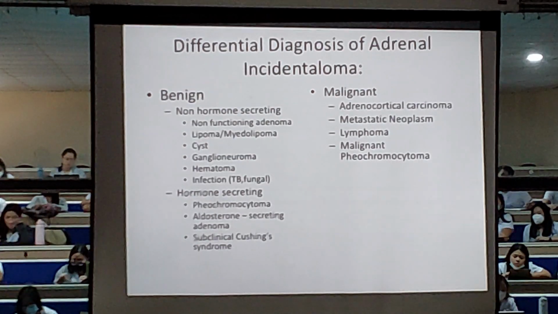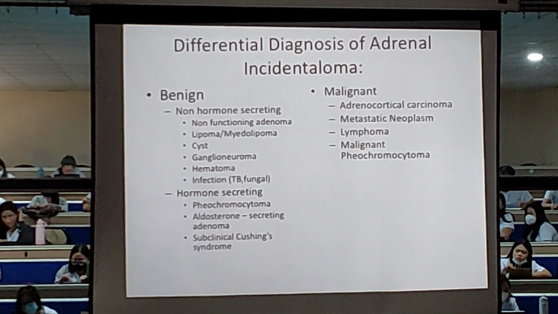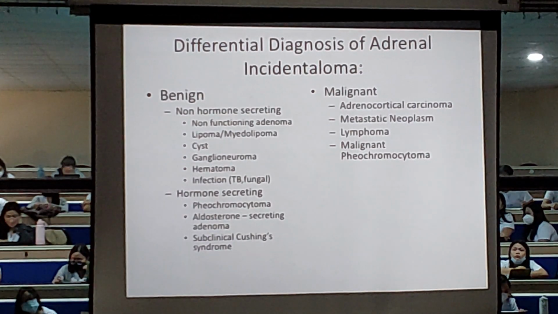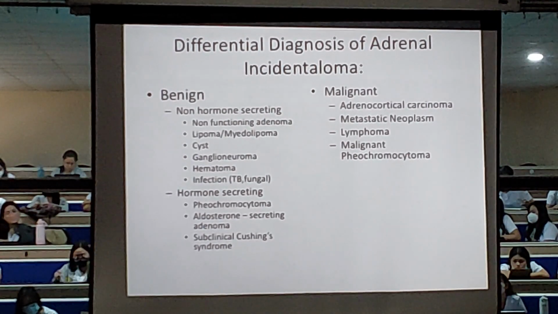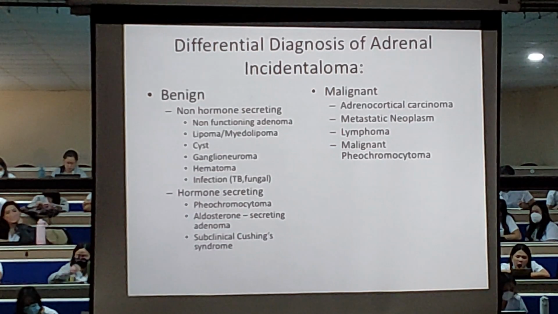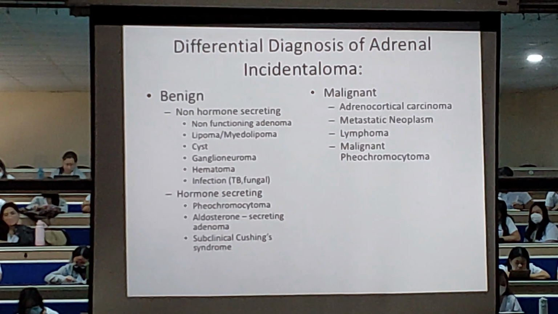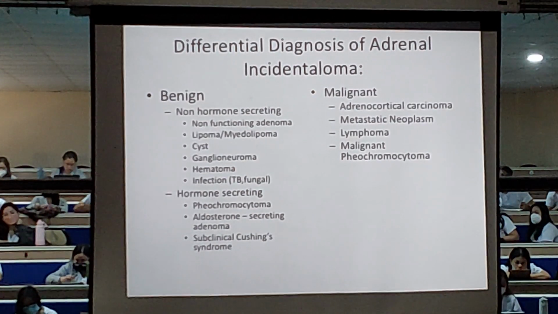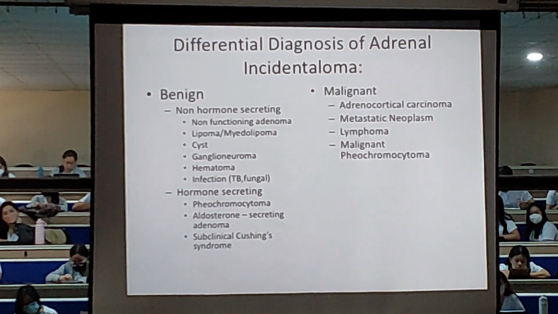So these are the differential diagnoses of adrenal incidentaloma. It can be benign or malignant. Most common are the non-functioning tumors: non-functioning adenoma, lipoma, cyst, ganglioneuroma, hematoma, or infection. The most common infections of the adrenal are TB and fungal infection, and TB is the most common. Hormone-secreting causes can be pheochromocytoma, aldosterone-secreting adenoma, or subclinical Cushing's. Malignant adrenal incidentaloma can be due to adrenocortical carcinoma, metastatic neoplasm, lymphoma, or malignant pheochromocytoma.